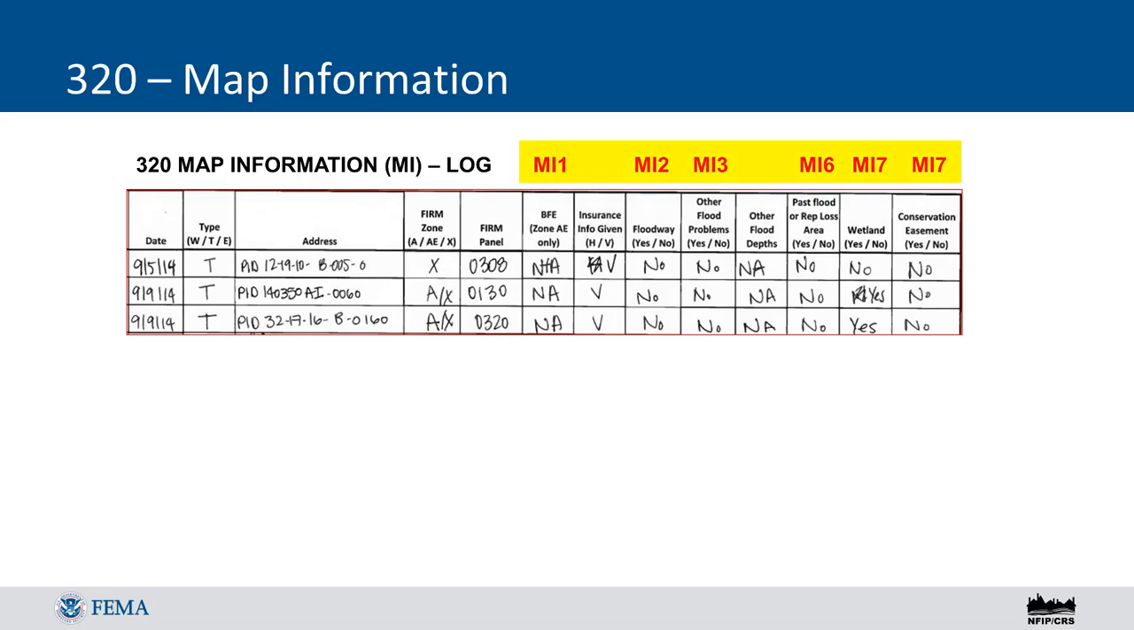These red MIs shown across the top of the screen are the 7 different types of map information that you can get credit for under this activity. So examples of being able to tell a customer if they're in a floodplain or a wetland, or if the property has been flooded before, or those sorts of things are shown in your log. So on the log, we want you to show those map information elements.